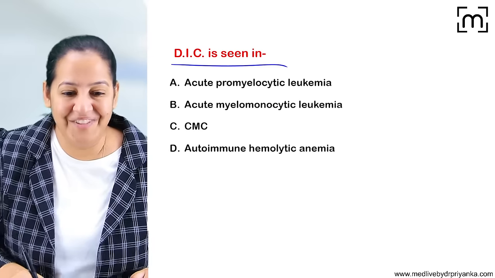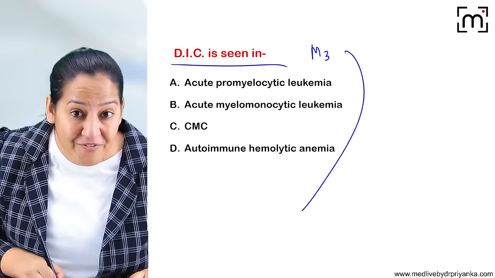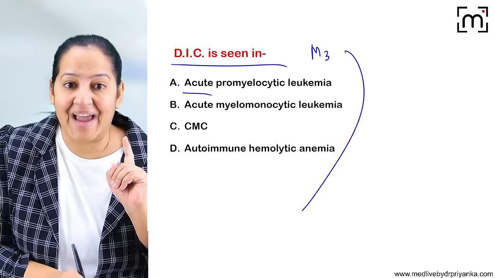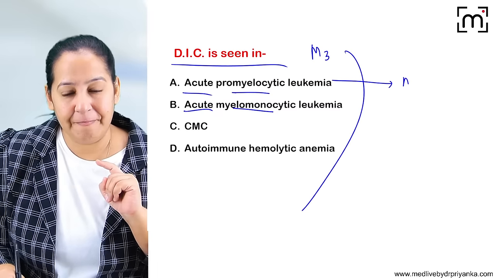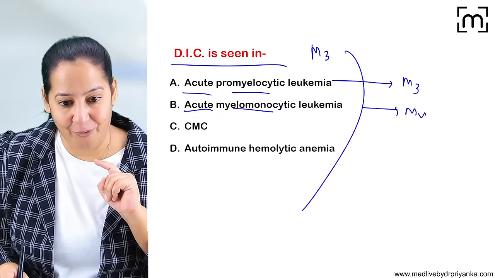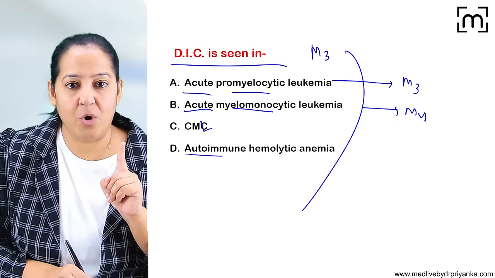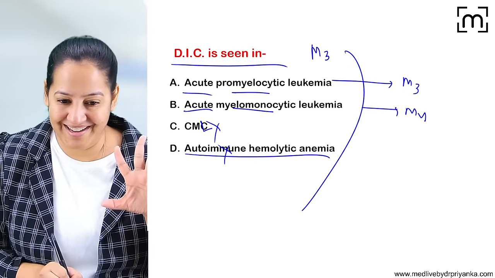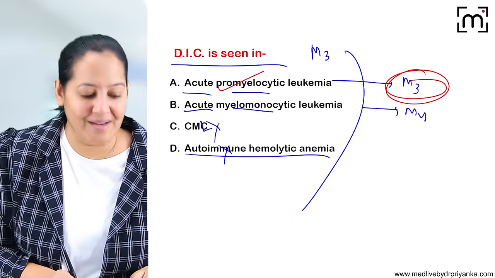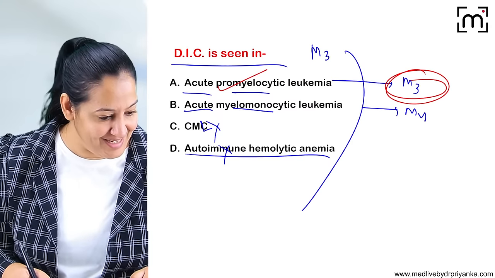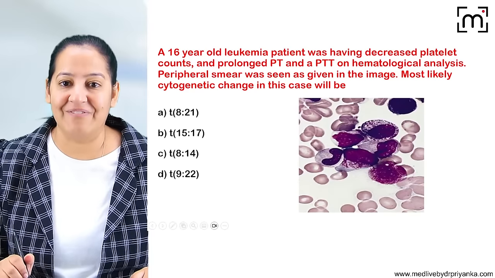DIC occurs in which one? We know DIC occurs in M3, but what is the name of M3? Is it acute promyelocytic leukemia or acute myelomonocytic? This one is M3, this one is M4. This is CML and this is autoimmune hemolytic anemia. They are out of stock, now we don't consider them as differentials. So the correct answer is M3, so the correct answer is A. I guess you all are right. So this is the way we approach.